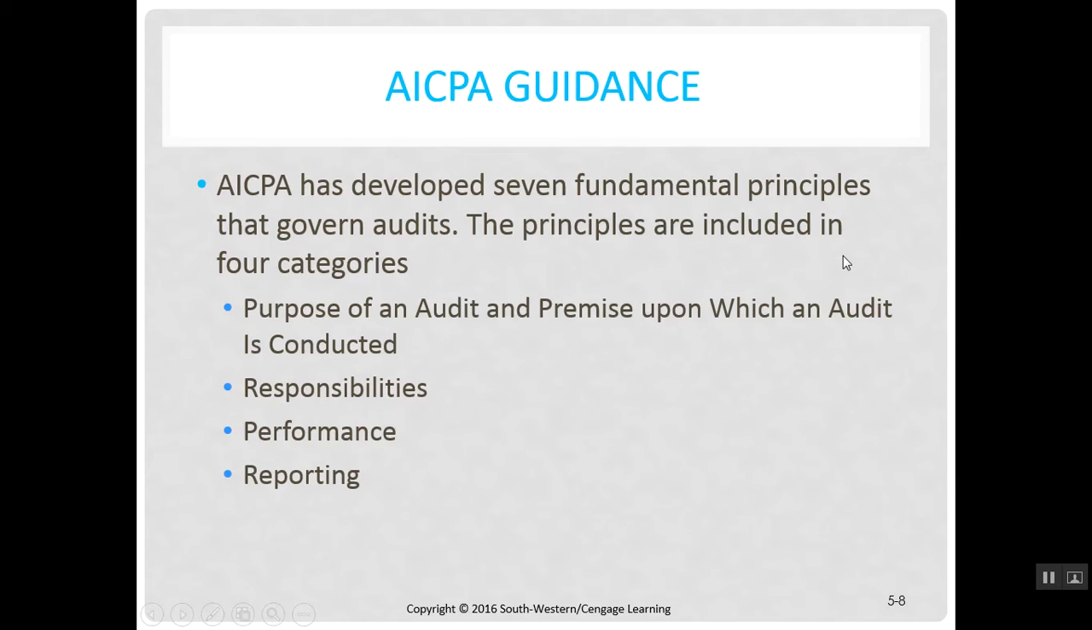The AICPA has developed 7 fundamental principles that govern audits, and they're broken down into 4 different categories: purpose of an audit and premise upon which an audit is conducted, responsibilities, performance, and reporting.